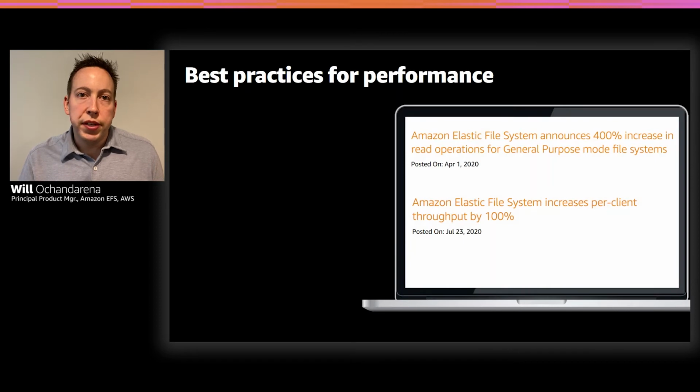Next, let's talk about performance. Now, this year was a big year for us for performance because we launched two key performance increases. One is for general purpose mode file systems, we increased the I/O operations per second, or IOPS, by 5x, or 400%. Next, we increased the per client throughput by 2x, or 100%. So in this case, applications can do a lot more IOPS, they can do a lot more throughput, which means you can put more types of applications on EFS.